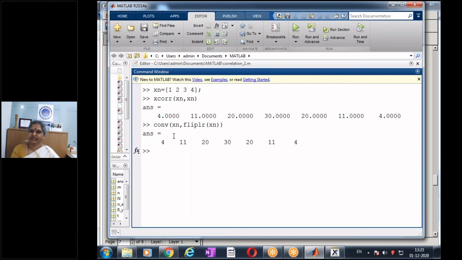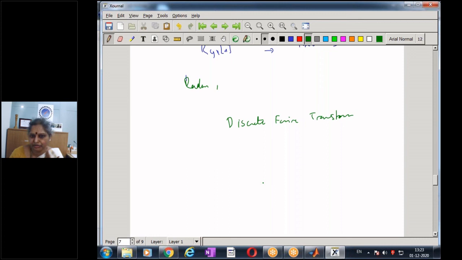In the next module, we shall take up the topic discrete Fourier transform.